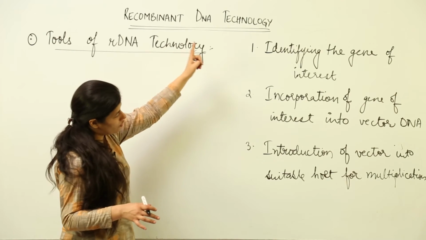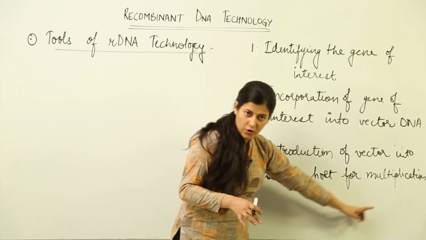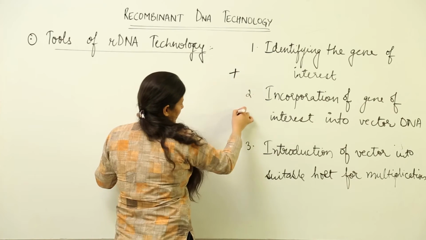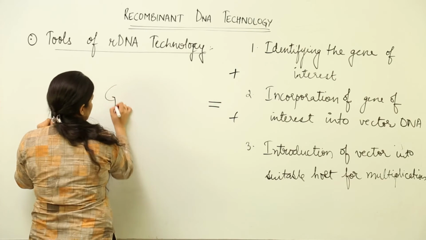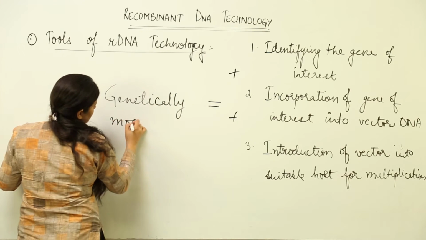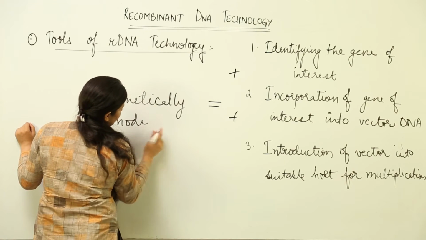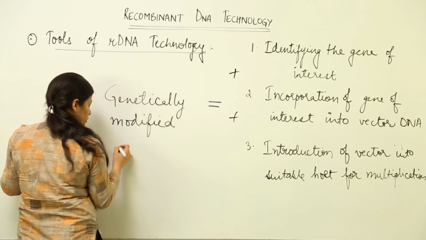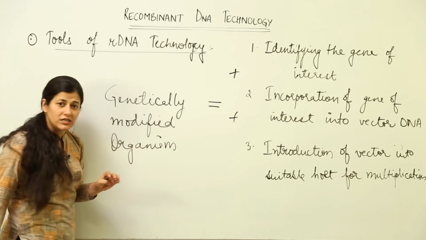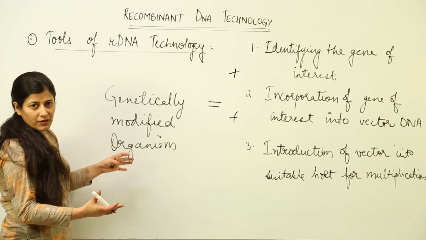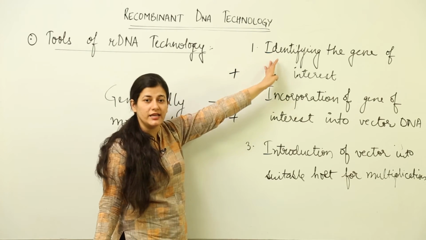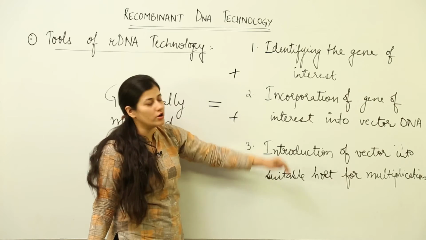What all tools will be required for carrying out these 3 steps, which when combined give us a genetically engineered or genetically modified organism, that is known as GMO. It could be a genetically modified crop, a genetically modified animal, a genetically modified bacteria, whatever we are talking about, that would be genetically modified because the identified gene of interest would be alien to the host DNA or to the vector DNA.